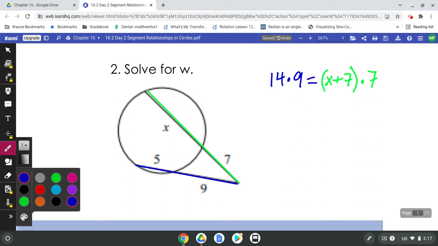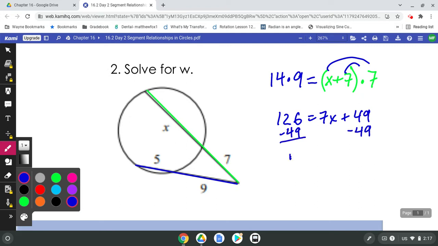Now 14 times 9, we can do that pretty easy. If you can't, use a calculator, but 9 times 14 does give us 126. For the 7, we've got to distribute in, 7x. 7 times 7 is 49. Then we subtract that, and we get 77 equals 7x. We divide by 7, and you'll get x equals 11. And you're done. And I know I said solve for w. I don't know why I put that. It's supposed to say solve for x.